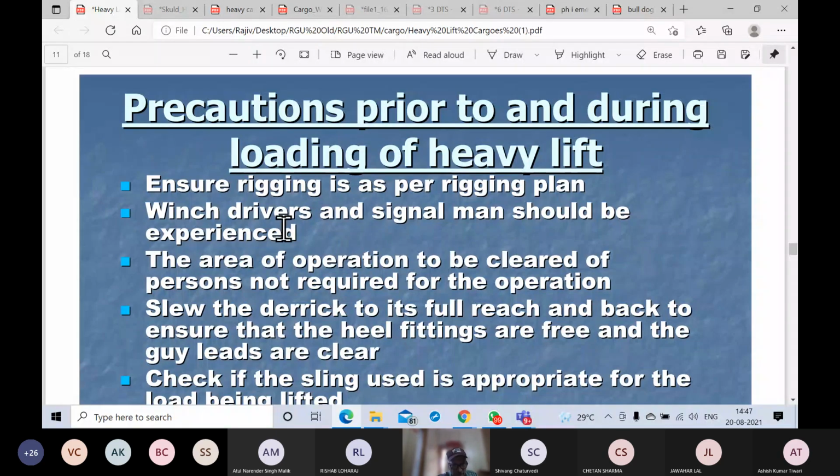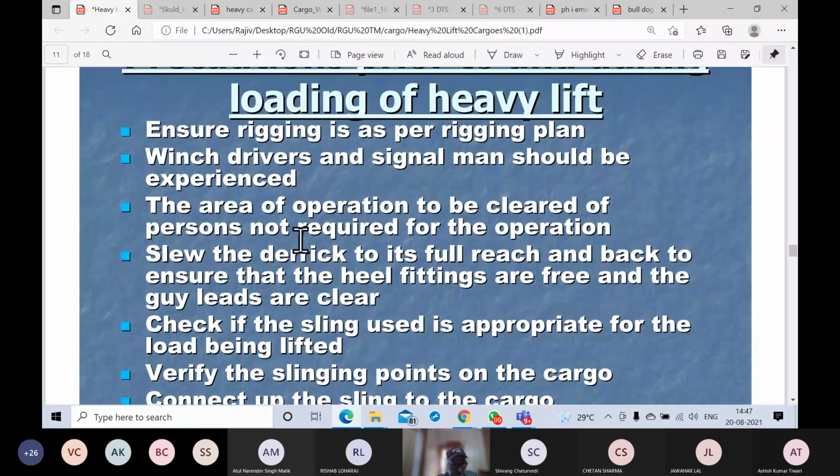Of course, you are going to ensure that winch drivers, signal men, etc. are experienced. They are well versed with the whole operation and nothing goes wrong as far as signaling is concerned. You should clear the loading area of unwanted people, meaning those who are not involved with the loading operation or discharge operation or the operation of cargo work. They should not be there. Make them clear out so that fewer people means less liability, fewer things to be taken care of.